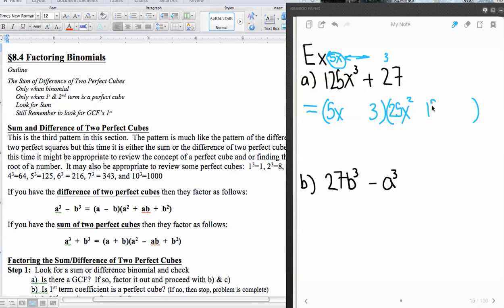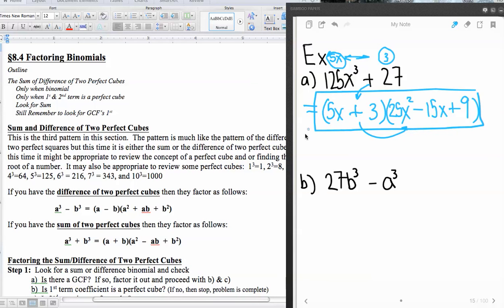That's going to give me 15x, and I'm going to put that in the middle, and it's always plus, and then I'm going to square this one. So I'm going to get 3 squared, which is 9. And then the last thing that I do is I put in the signs. So whatever this sign is, I put in there, and whatever that sign is, I put in the opposite over here. And that's it. That's how it factors.